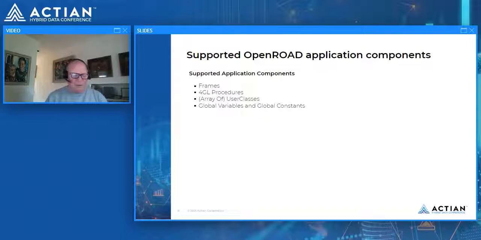Okay. We do not, with WebGen at this point, support all application component types. Obviously, we do frames. That's where the HTML comes from. You can have standalone 4GL procedures, and you can also have local procedures in your frames. We allow user classes and arrays of user classes, and also those user classes can take advantage of inheritance should they be subclasses of another class. WebGen can take care of all of that, and of course global variables and global constants.